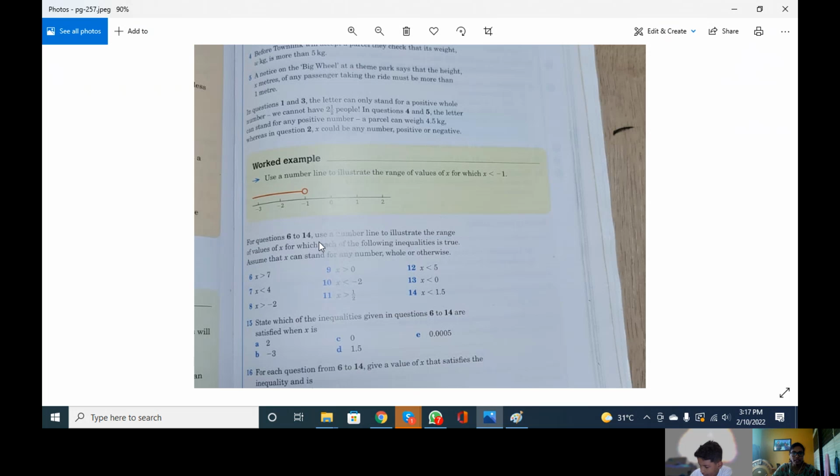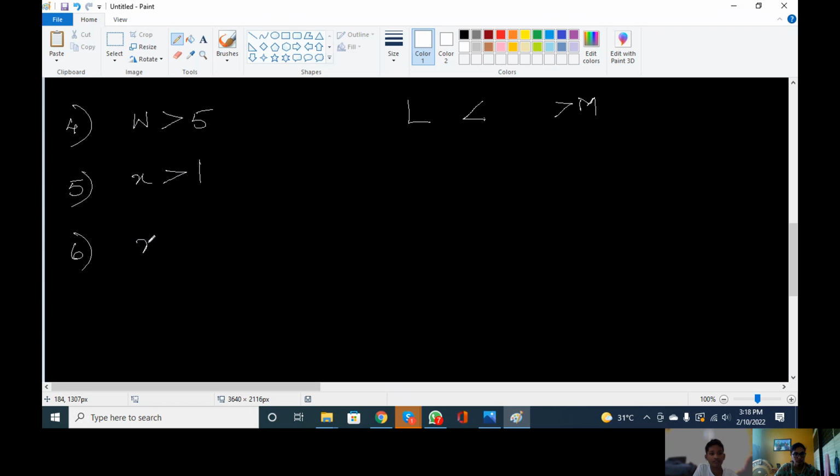For questions 6 to 10, use a number line to illustrate the range of values of x for which each of the following inequalities is true. Assume that x can stand for any number, whole or otherwise. It might be a decimal number or a whole number, anything. So the sixth question is x is greater than 7. X values are more than 7 here, right? It is nothing but x equal to 8, 9, 10, and so on. So we need to represent this on a number line.